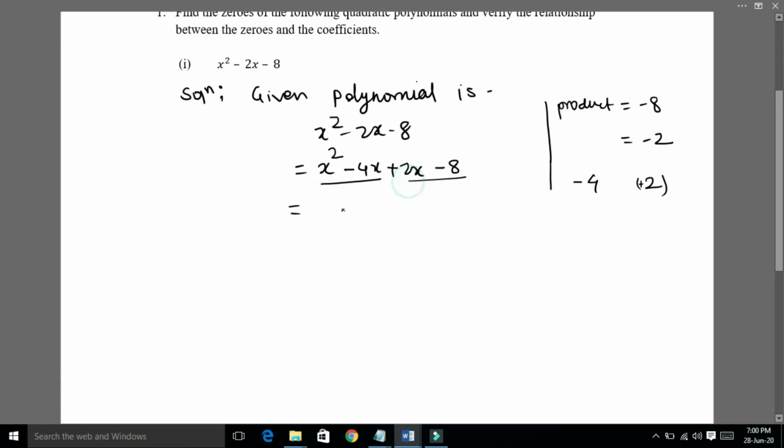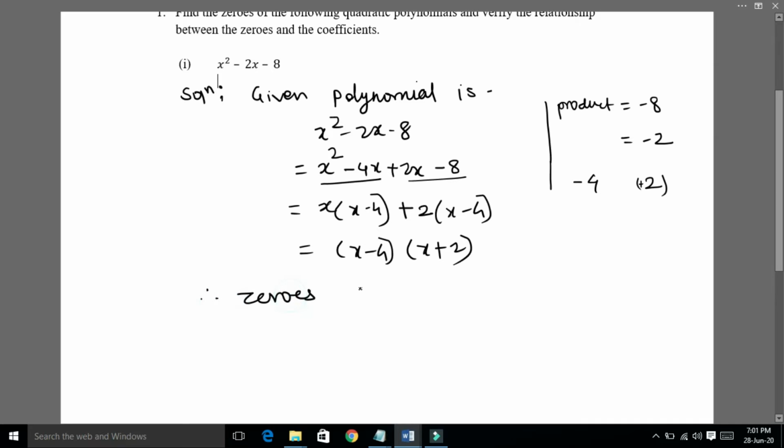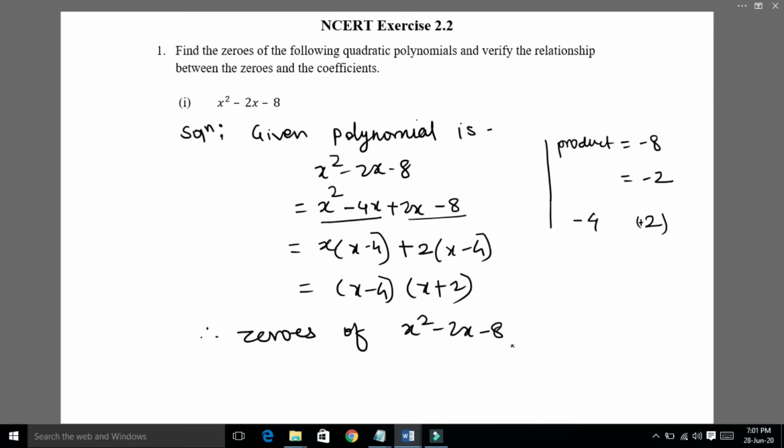Now grouping the terms, so take x common from the first two terms, so we get x into x minus 4 plus, now in the next two terms 2 common, so we get x minus 4. Now x minus 4 is common here, so x minus 4 into x plus 2. So these are the factors of the given polynomial. Now we have to find out the zeros.